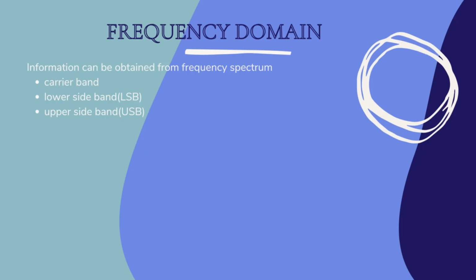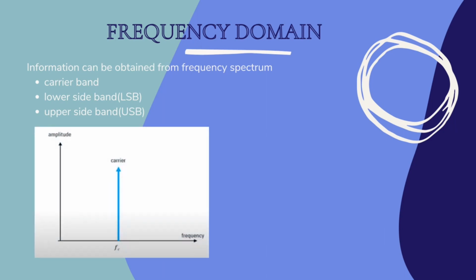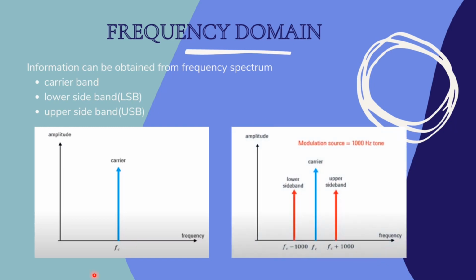In the frequency domain, the information in an AM signal consists of sidebands that appear both above and below the carrier frequency. For instance, if we use a 1000 Hz sine wave signal as our modulation source, this modulating signal appears as 2000 in the spectrum, 1000 Hz above and 1000 Hz below the carrier.